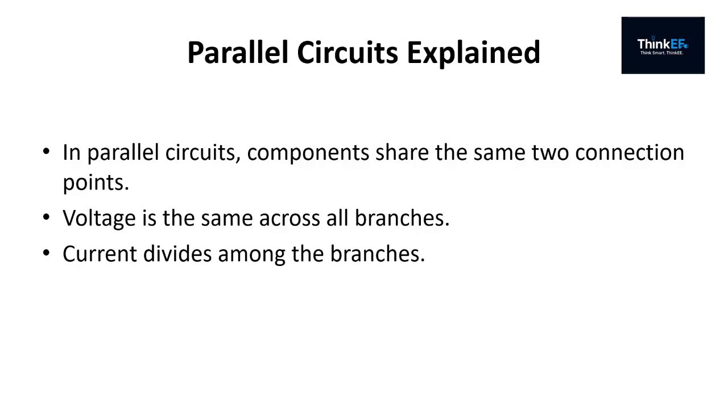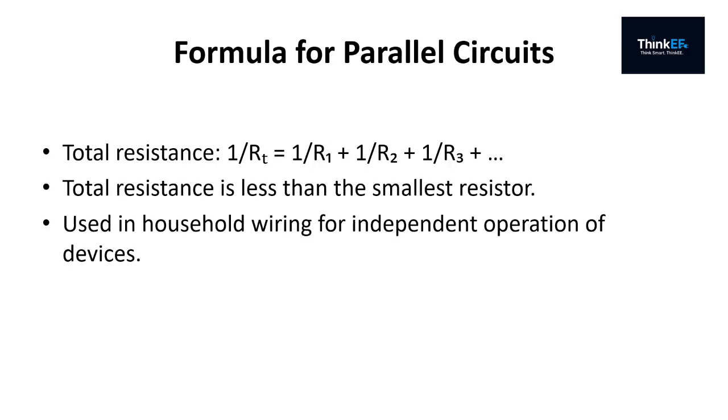Characteristics of parallel circuits. In parallel circuits, the voltage is equal across all branches. The total current is the sum of branch currents. The total resistance is always less than the smallest branch resistance. And importantly, if one branch fails, the others keep working. That's why home wiring uses parallel connections.